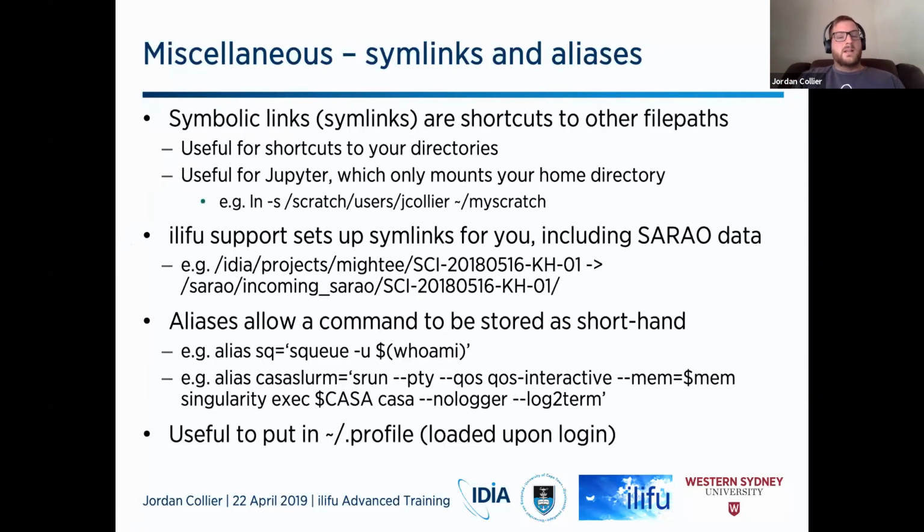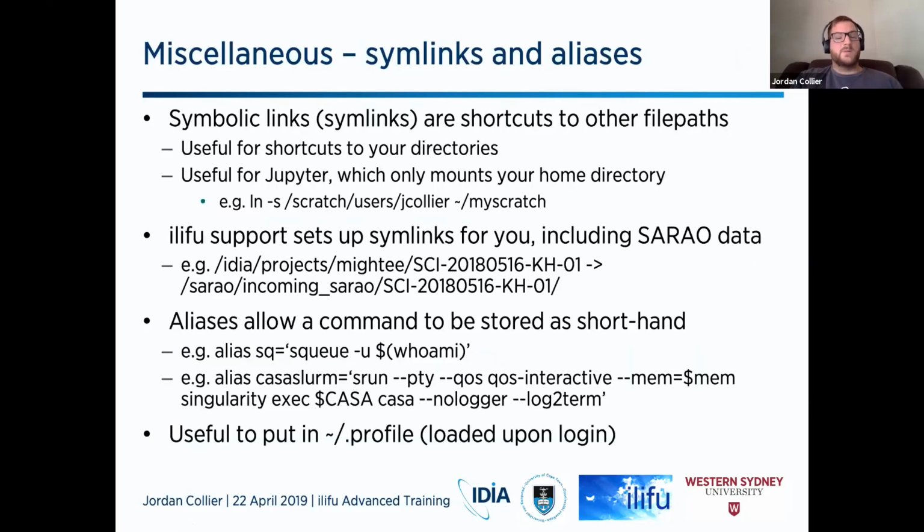Just to cover some miscellaneous things, I wanted to mention symbolic links or symlinks. These are shortcuts to other file paths, and this is useful when you want a shortcut to your own directory. So such as linking my Scratch directory to my home directory called my Scratch. And it's particularly useful for Jupyter. So Jupyter only mounts your home directory. It doesn't mount Scratch and whatever else. So if you want to access files in Scratch, then you have to symlink first, and then you could navigate to your Scratch directory through that symlink.